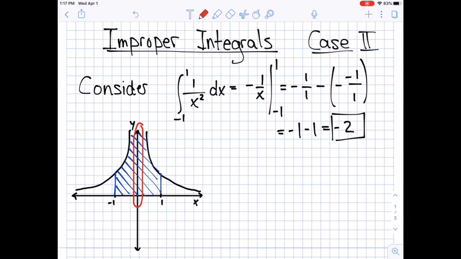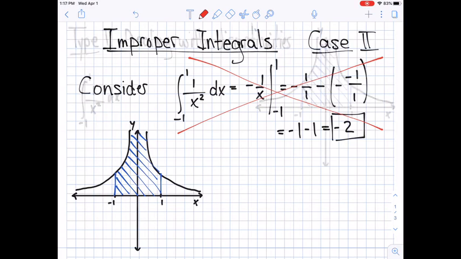And so the second type of improper integral is going to be exactly that. We're going to be dealing with discontinuities. So you have to know this is absolutely not correct. We cannot do FTC2 in that way. So now let's take a look at how we should have done this one, and how we'll do these in the future.